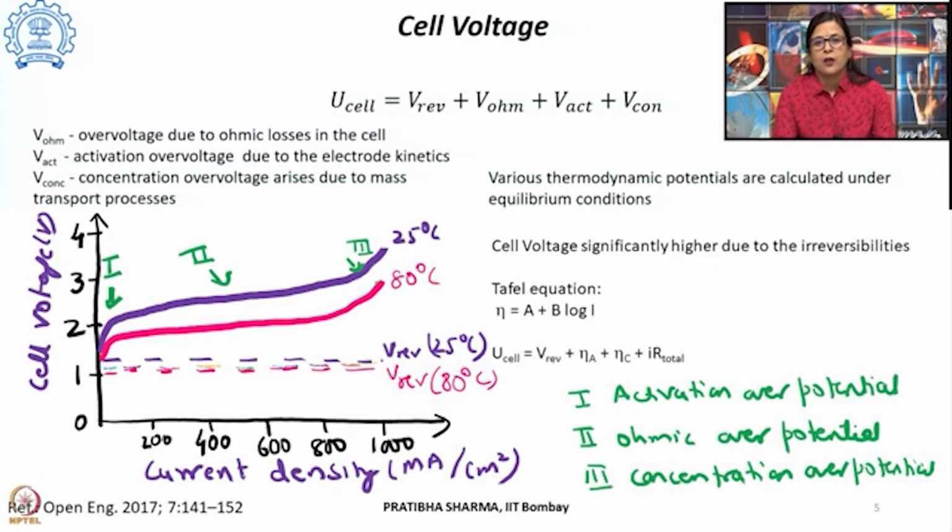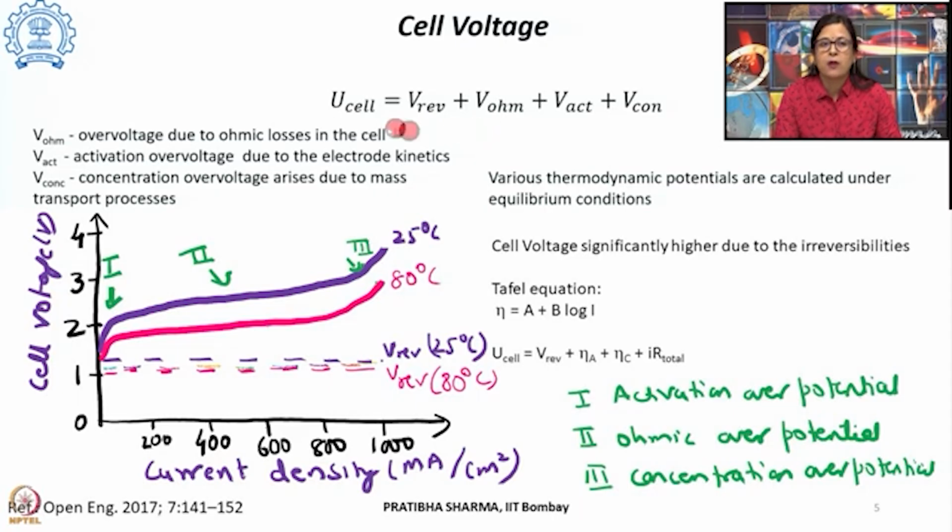conditions. So under that condition, the overall cell voltage is a sum of reversible cell voltage, another term which is arising because of the ohmic resistance or losses within the cell, a third term which is arising because of the activation over voltage, and the last one because of the concentration over voltage. So the total cell voltage is a sum of all these voltages. First one is a thermodynamic reversible voltage which has a value of 1.23 volt.